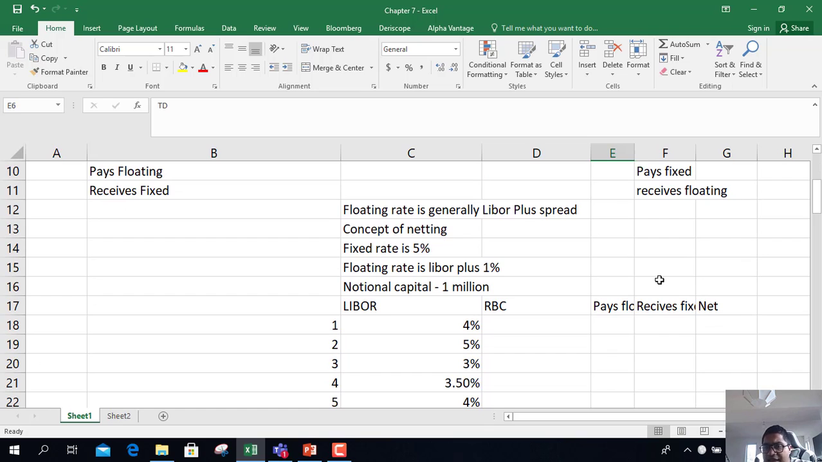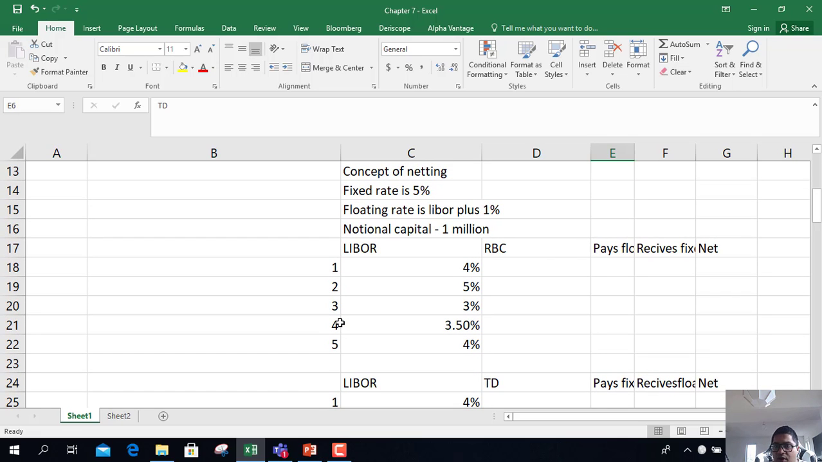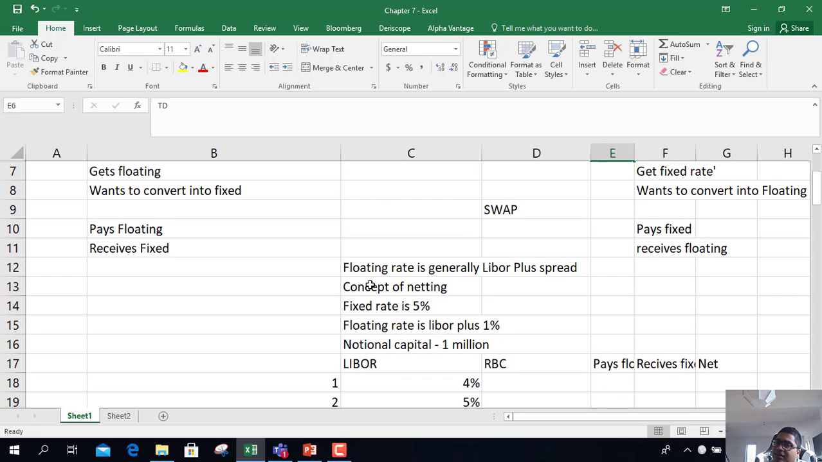So let's see how that will work. Let's say it's a 5-year swap transaction. The floating rate we are considering is LIBOR plus spread. So that is how it works. Generally banks have an obligation to pay into the swap LIBOR plus some interest rate, some spread.